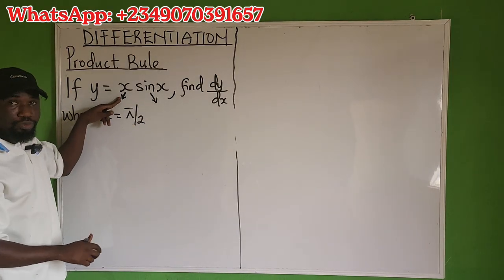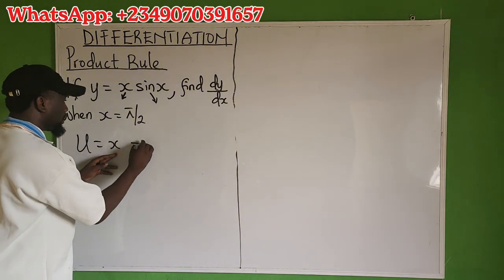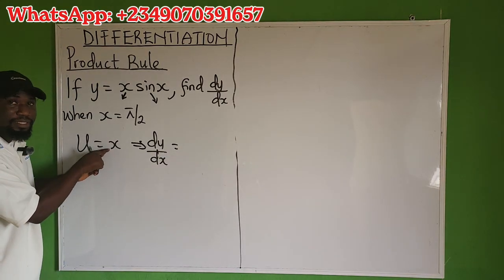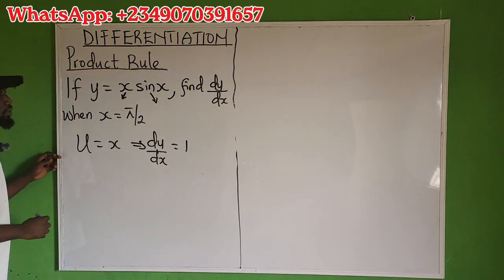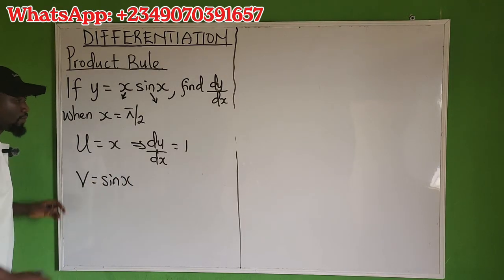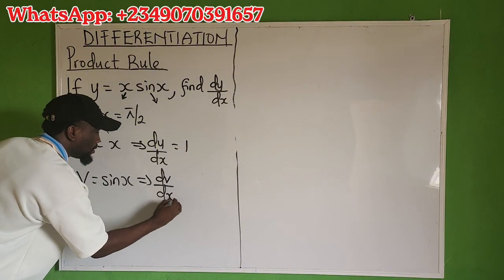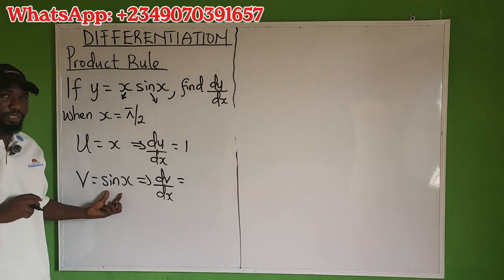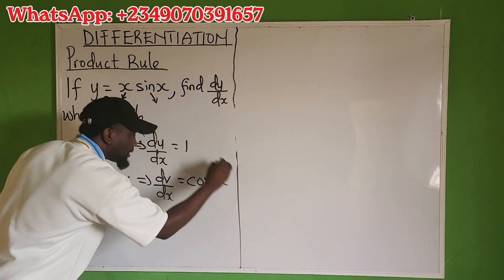So this x here is u. We have u to be x. So let's quickly get du over dx. Du over dx will give us 1x, so differentiating 1x is going to be 1. And sine x is our v. The next thing is to find dv over dx. What is the derivative for sine x? Drop it in the comment section. All right, the derivative for sine x is cos x.